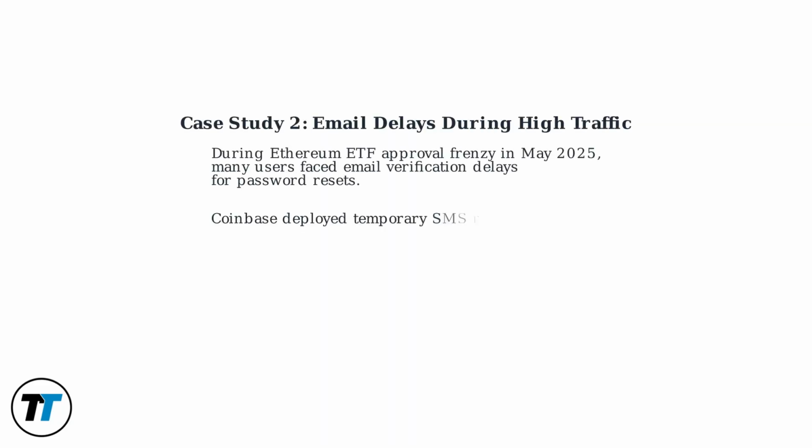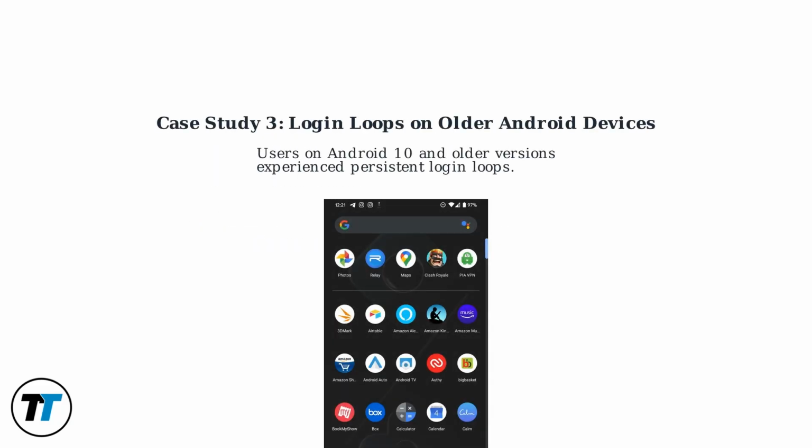During the Ethereum ETF approval event in May 2025, thousands of users encountered delays in email verification for password resets due to high server load. Coinbase responded by implementing temporary SMS reset options, successfully resolving 85% of affected cases within 24 hours. Users running Android 10 and older versions encountered login loops due to compatibility issues. Coinbase addressed this with an April 2025 update that included backward compatibility features, resulting in a 40% improvement in login success rates for affected devices.